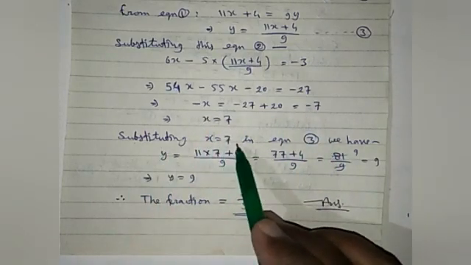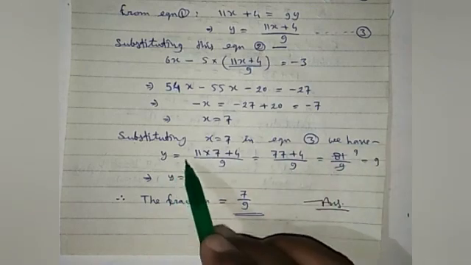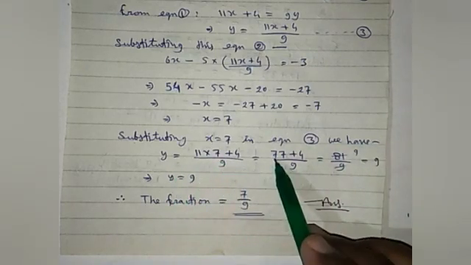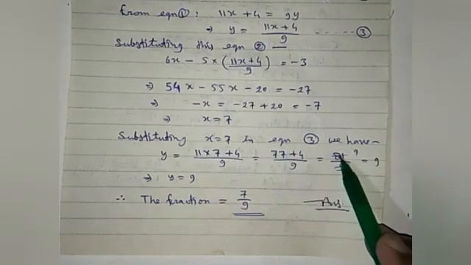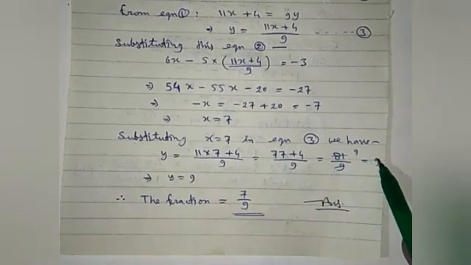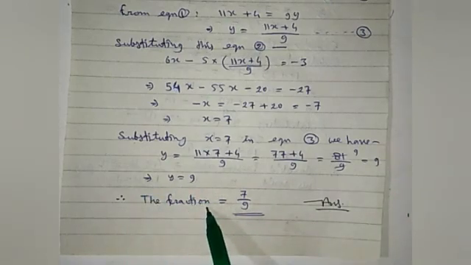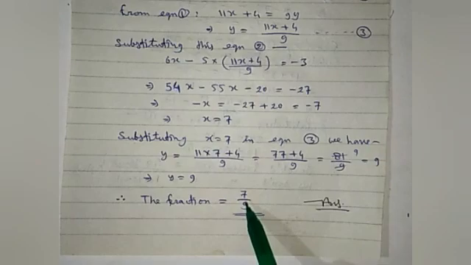Now substituting X equal to 7 in equation 3, we have Y equal to 11 into 7 plus 4 divided by 9, that is 77 plus 4 divided by 9, that is equal to 81 upon 9, which is equal to 9, since 9 9s are 81. So Y equal to 9. Hence the fraction is equal to X upon Y, means 7 upon 9.